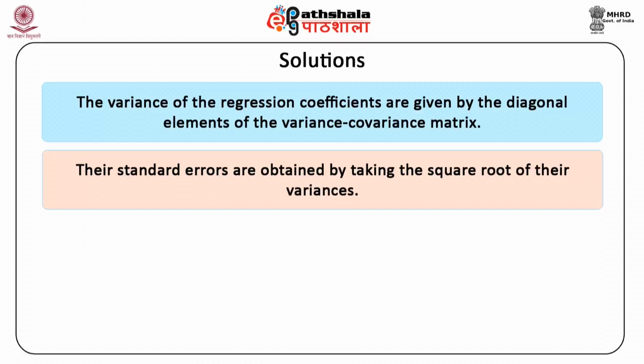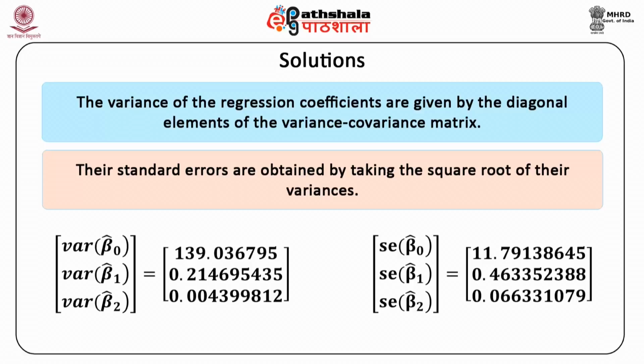So if we want to know the variance of beta 0 hat, variance of beta 1 hat, and variance of beta 2 hat, it comes out from these diagonal elements, and they are equal to 139.0367, similarly 0.21469, and 0.004399. If you take the square root of these, we get the standard errors. So the standard errors of beta 0 hat, beta 1 hat, and beta 2 hat are also given in the vector in this slide.